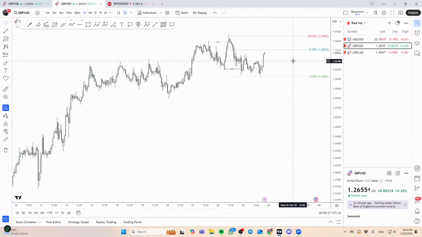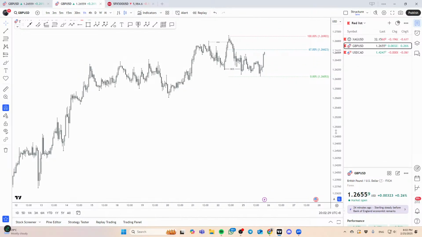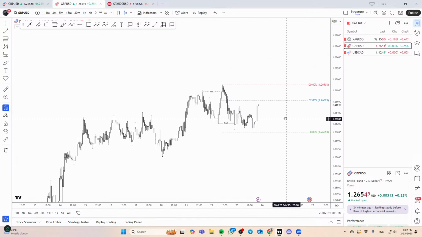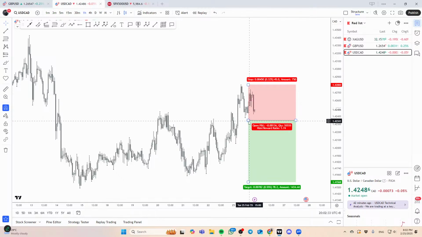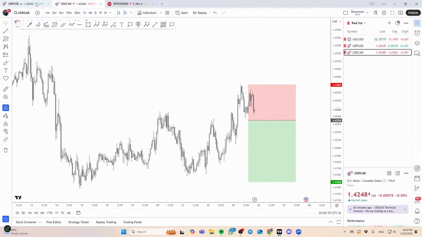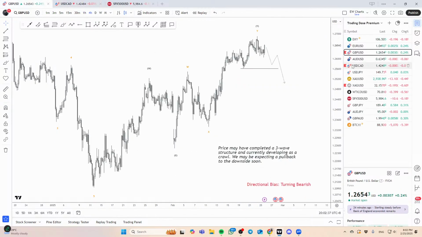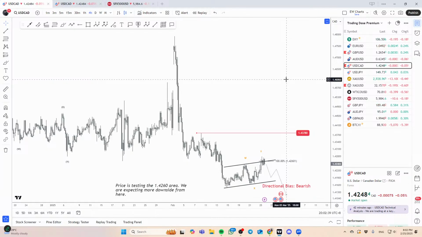Okay. So I'm canceling the pound dollar in terms of the sell limit. Okay, and then I'm adding the dollar cat sell stop, right? So on the higher time frame. Okay. So let's just talk a little bit about dollar cat since we're on that.